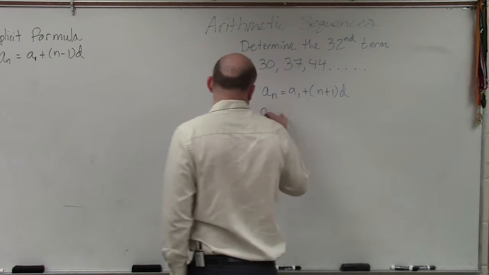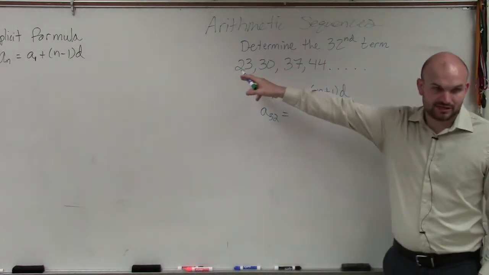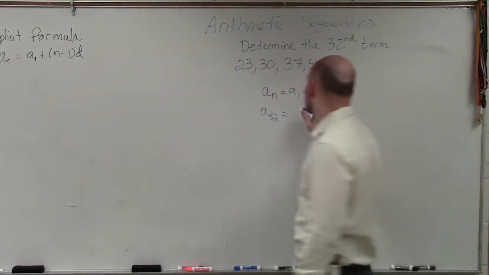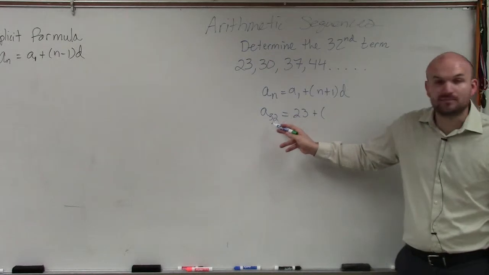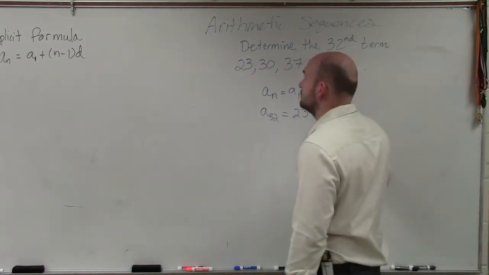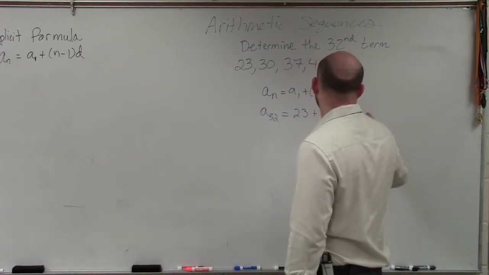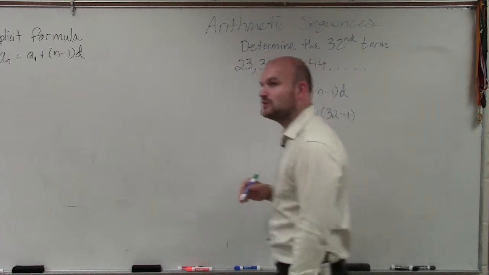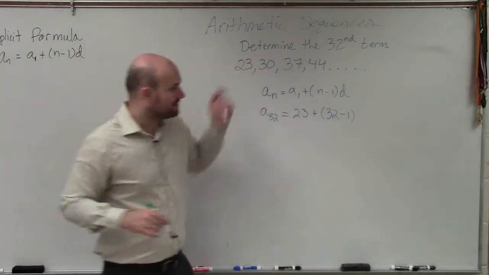Again, we're trying to figure out the 32nd term. We know a sub 1 is 23. That's the first term. Plus n represents the number of terms we're trying to solve for, which is 32. So that's going to be 32 minus 1. And then we're going to multiply that by our common difference, which is 7.